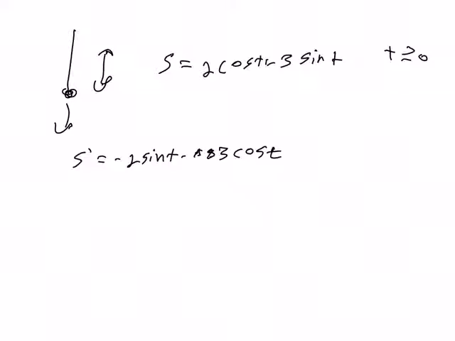And the acceleration is the second derivative, so s prime prime of t is going to be negative 2 cosine t, then plus 3 sine t. The plus happens because the derivative of cosine is negative, fine.